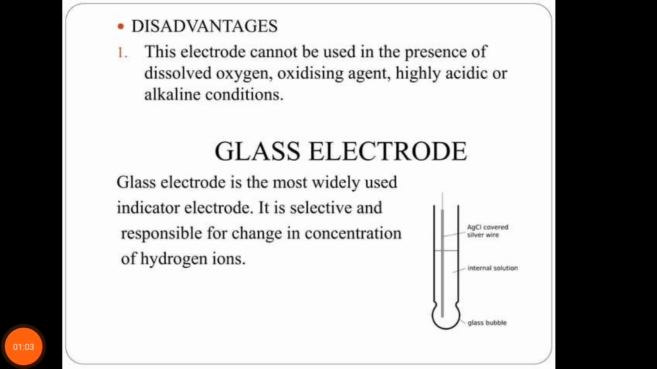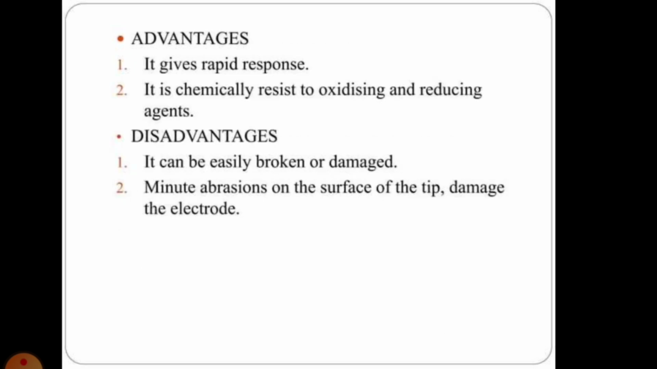The glass electrode is the most widely used indicator electrode, and it is selective and responsive to changes in the concentration of hydrogen ion. Advantages: it gives a rapid response, and it is chemically resistant to oxidizing and reducing agents. Disadvantage: it can be easily broken or damaged. Minute abrasions on the surface of the tip damage the electrode.